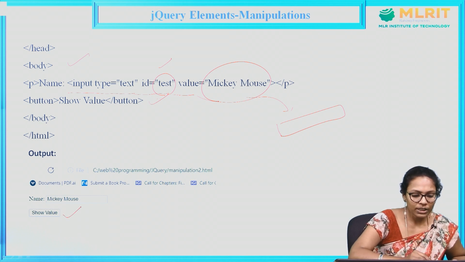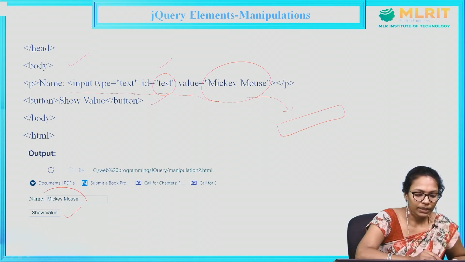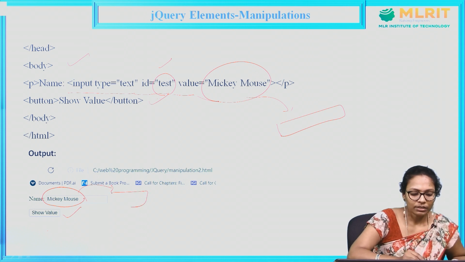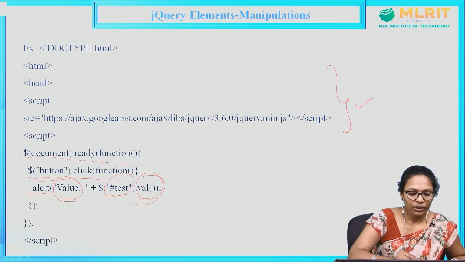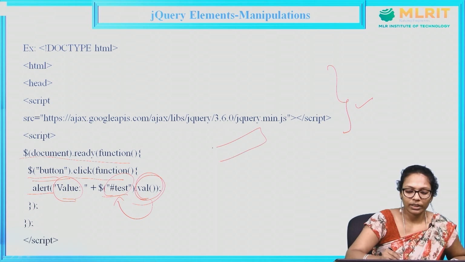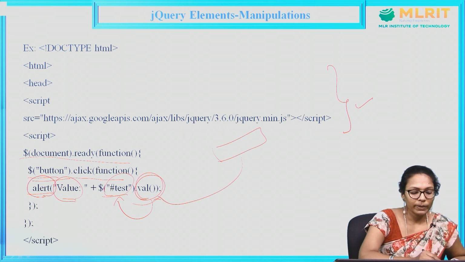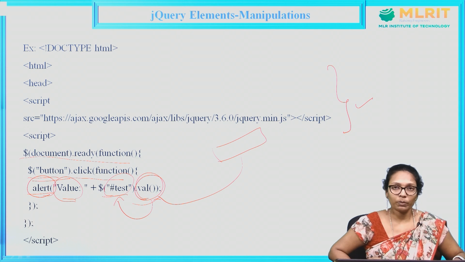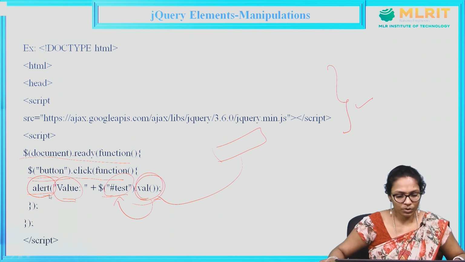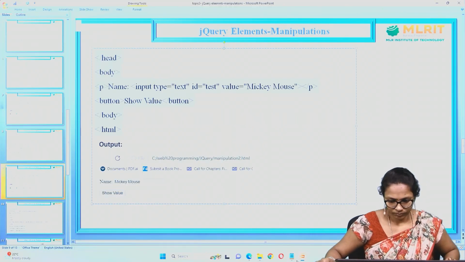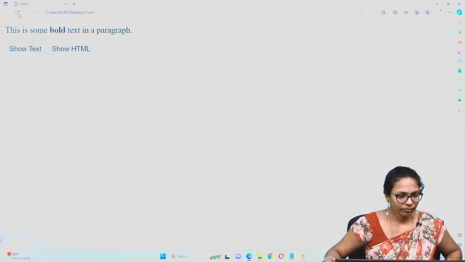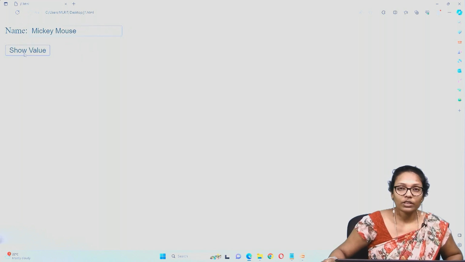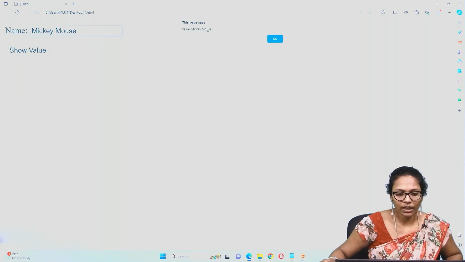If you click on this show value button, the particular value will be displayed as an alert message. The value associated with $test will be retrieved and displayed as an alert message. That is the output I should get for this program. So we'll try to execute that. If I click on show value, see, the value is Mickey Mouse.